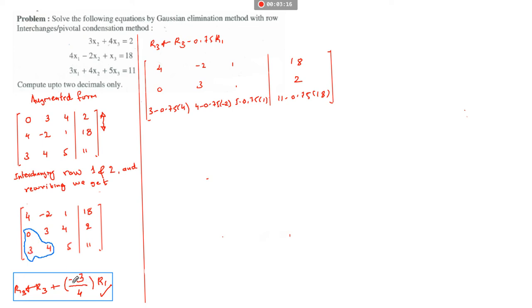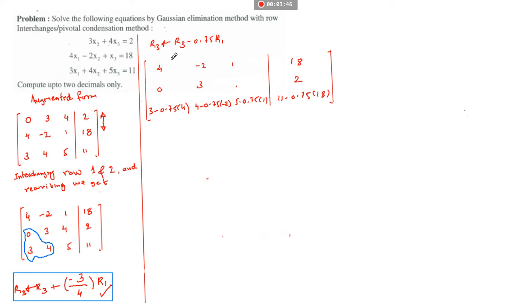Write this 3 here, add minus to that, divide this by the first row element 4, multiply this by the row 1, and since this is going to R3, R3 will be R3 plus this. Then you will get this as a 0 here. If you simplify this, R3 will be R3 minus 0.75 times the R1.